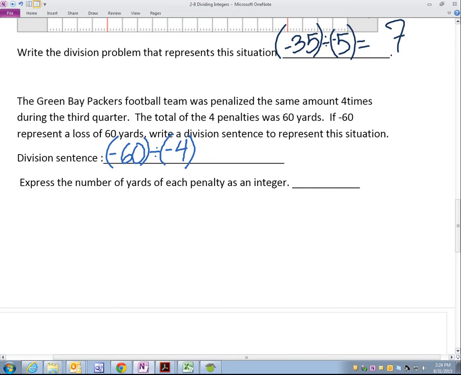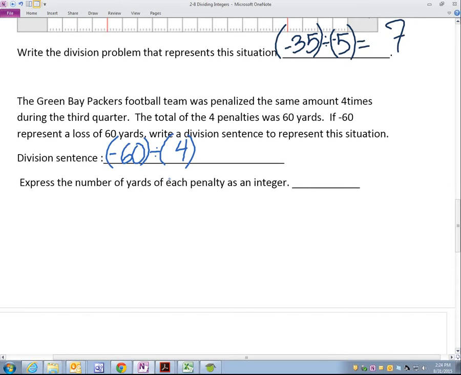Okay, now did they have negative 4 penalties? You can't have negative 4 penalties. So that's a positive 4. Yeah, because 2 negatives equals a positive. We're trying to see what's going to happen.